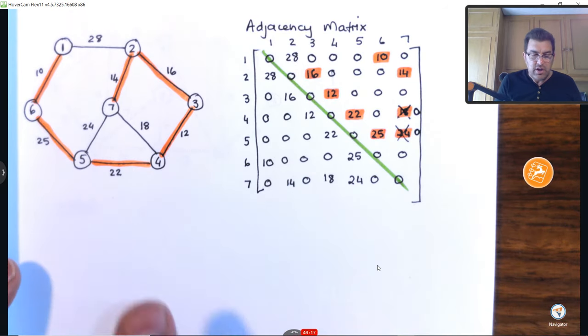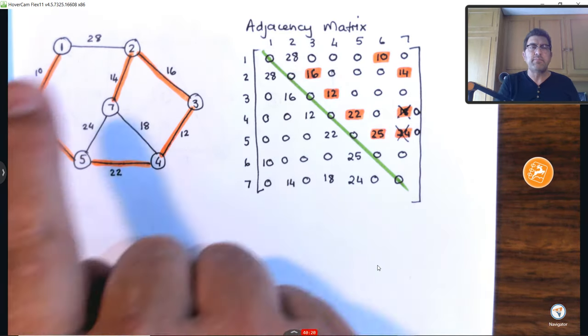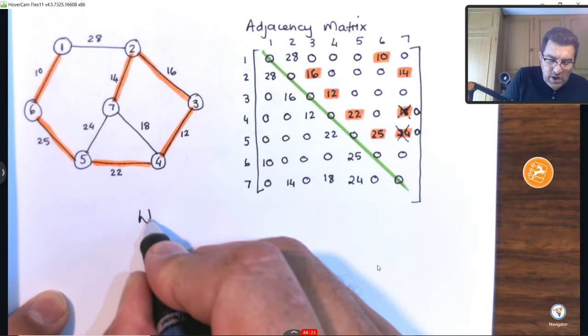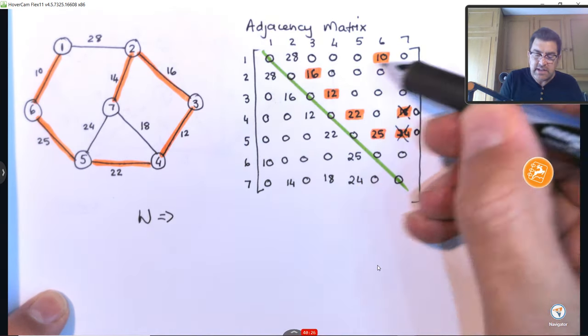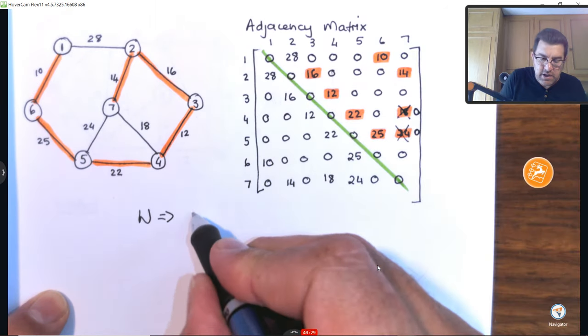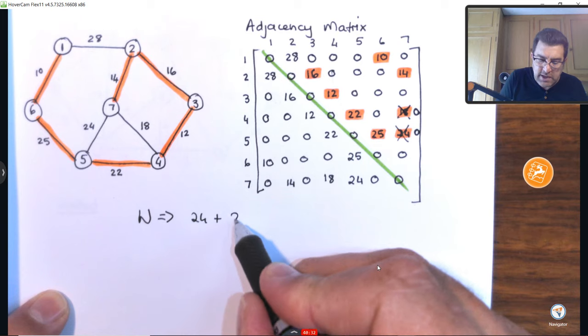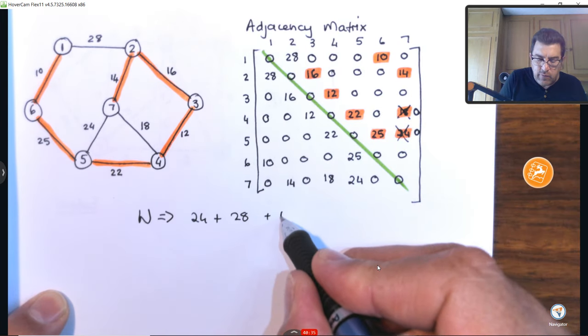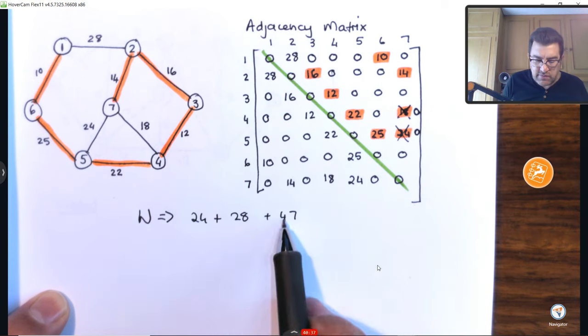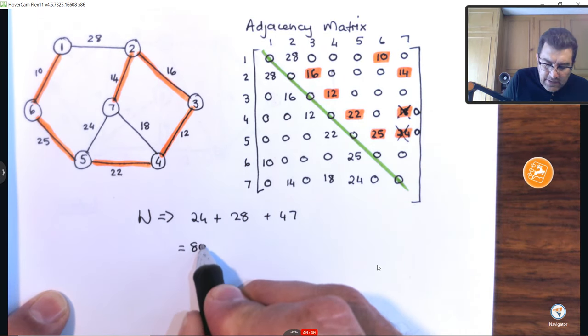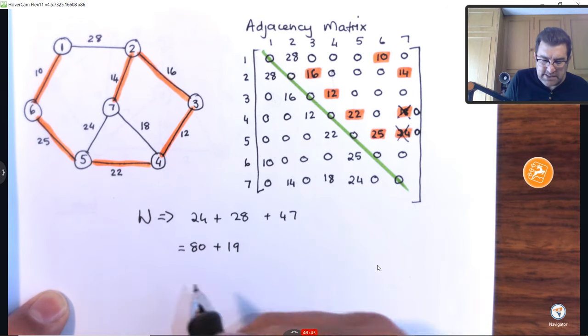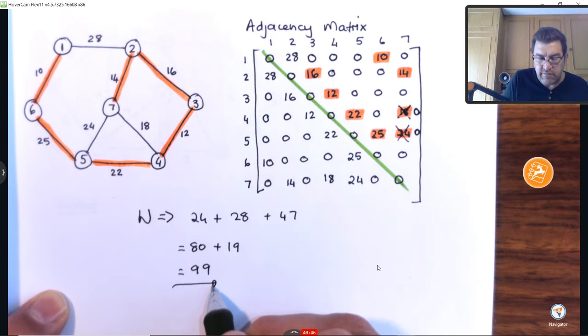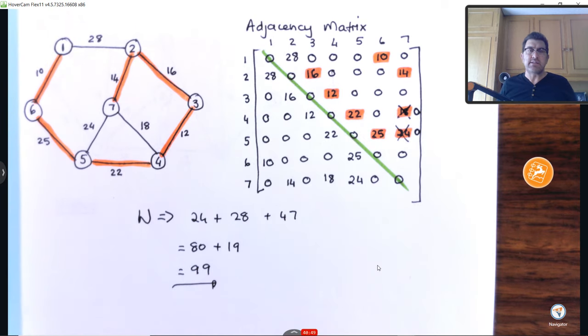So what will we ask you? Classically, here we'll say, use an adjacency matrix to find the minimum cost spanning tree. So the weight of this minimum cost spanning tree is the sum of all of these. So that is 24 plus here we have 28 plus here we have 47. So that gives me what? 40 plus 20 plus 20 is 80. Plus 19, it's 12 plus 7, and that gives me a weight of 99 for this particular problem where we worked with an adjacency matrix to find the minimum cost spanning tree.